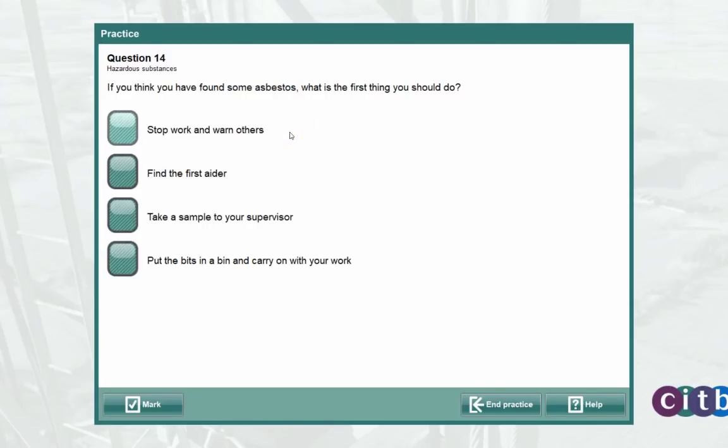If you think you have found some asbestos, what is the first thing you should do? Stop work and warn others. Find the first aider. Take a sample to your supervisor. Put the bits in a bin and carry on with your work.